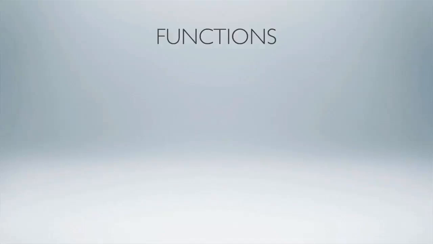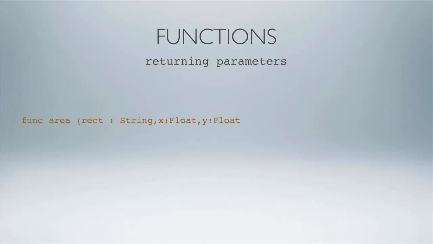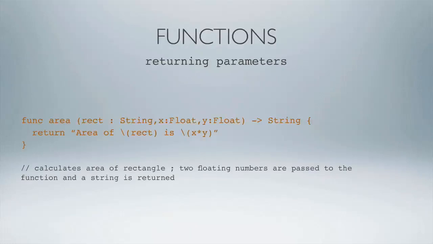A function can return values. These are usually the result of calculations performed in the function's body. Return values are indicated by an arrow after the input parameters. Values can be one or more, and their type can be different.